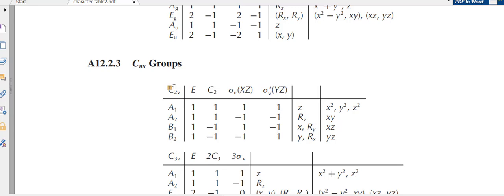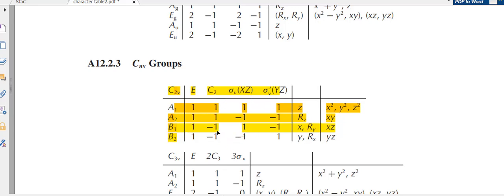First of all, what is written here is the point group, which is C2V, and what is written at the top is the classes present. There are 4 classes present here. E is one class, C2 is one class, sigma v xz is one class, sigma v dash yz is one class. What you see as A1, A2, B1, B2 here are the irreducible representations. A1, A2, B1, B2 are the irreducible representations.